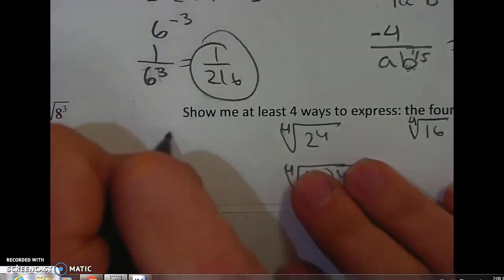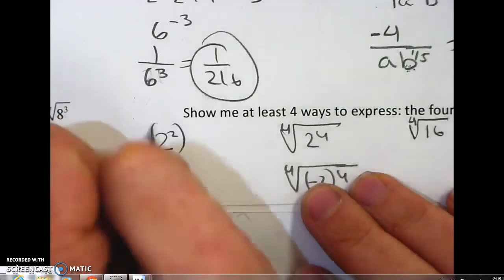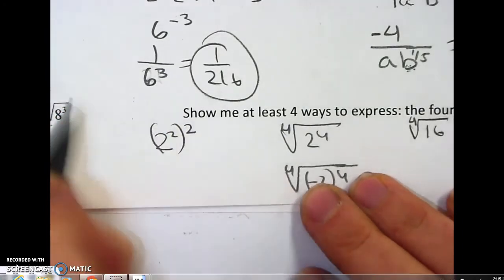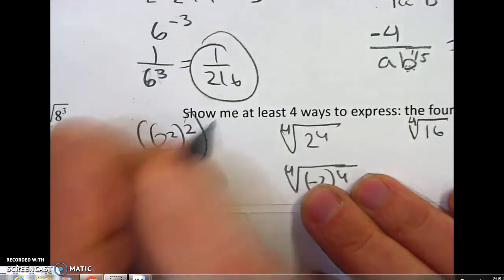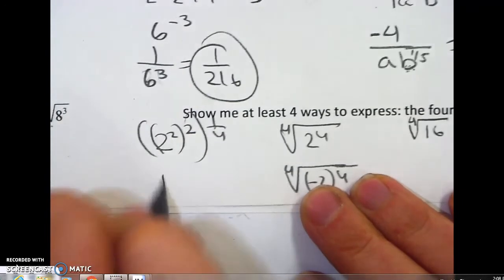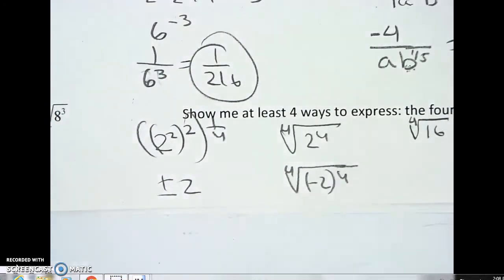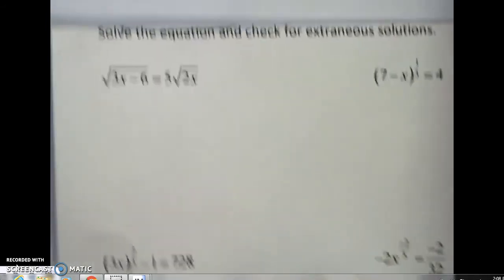Another way is I could rewrite that as 2 squared, which is like 2 to the fourth, to the 1/4. I can give you the answer, which is plus or minus 2. I think you get the idea. So that's the front half of the review. Let's go to the back half. The back half is all solving.